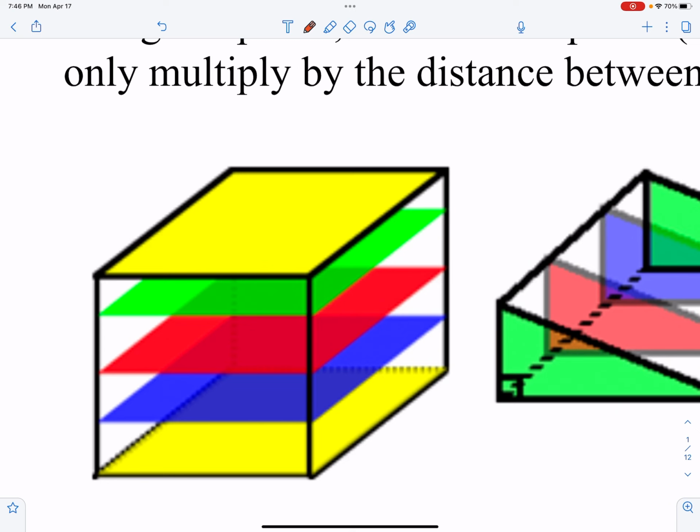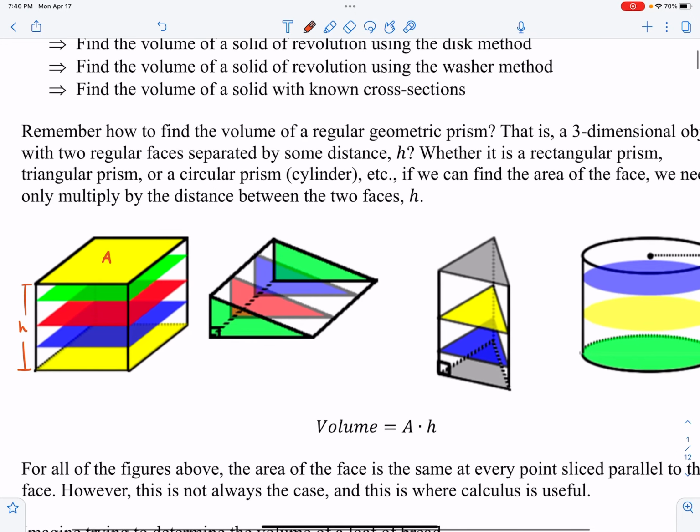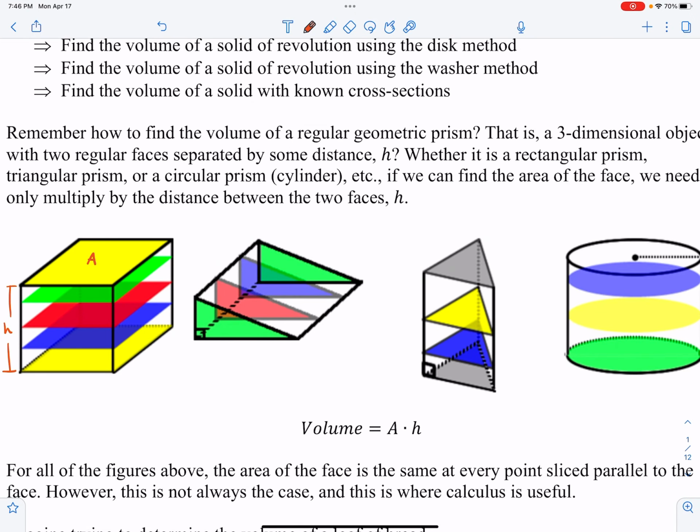And to find the volume of any of these prisms, if you know how to find the area of the top and bottom, so if we know the area of the top, which also matches the area of the bottom, we can then just multiply that by the height. And that's going to give us the volume of the three-dimensional object.